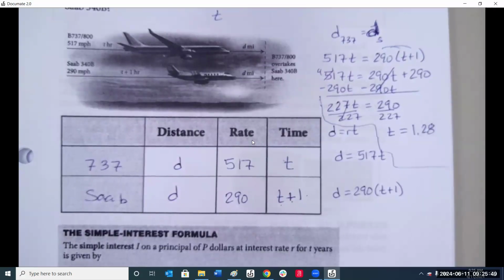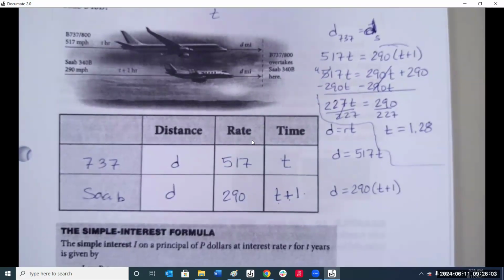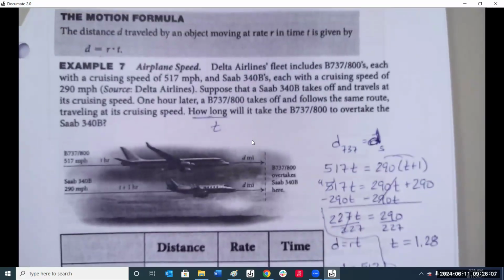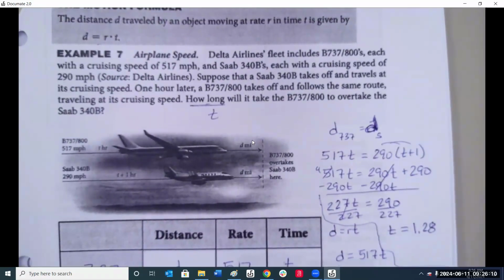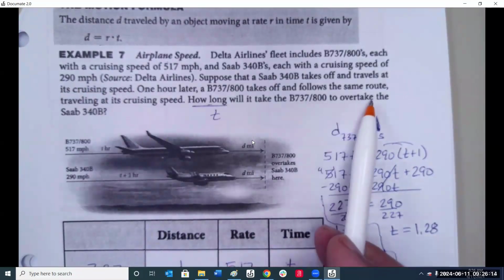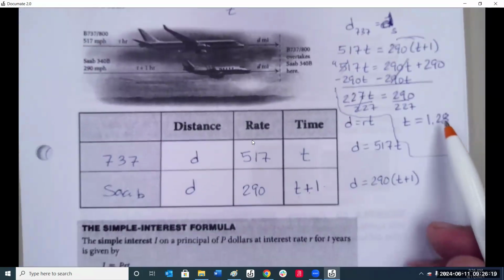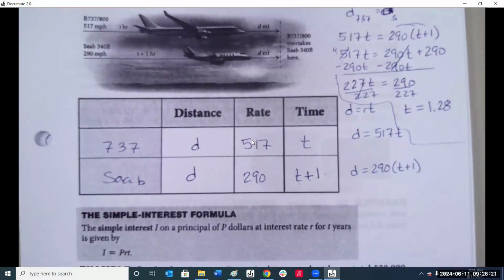Well, make it 1.28. What does that mean? So 1.28 what? What unit is our time? Does it tell us anywhere in the question? Just 1 hour. 1 hour later. Yeah, and also our speed is miles per hour. The time that took was 1 hour, so time is in hours. So 1.28 hours later.